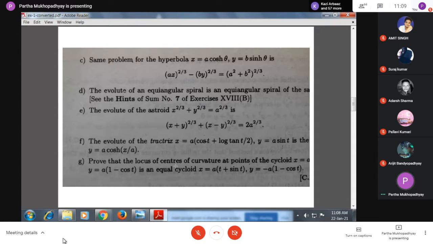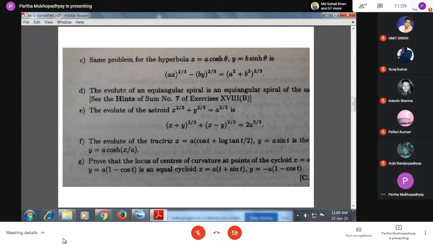Now, the locus of the center of curvature means the evolute, okay? Evolute is the locus of the center of curvature of any curve. So this will be another equal cycloid, x is equal to a of t plus sin t. The original curve was a into t minus sin t, and here it will be x equal to a into t plus sin t. Both are cycloids, but there is a small difference. And y is equal to minus a into 1 minus cos t.